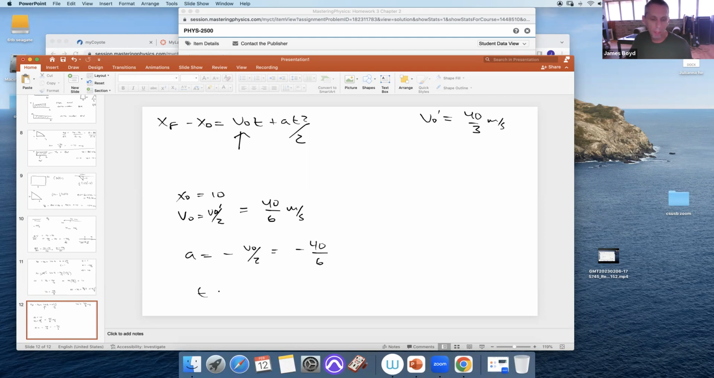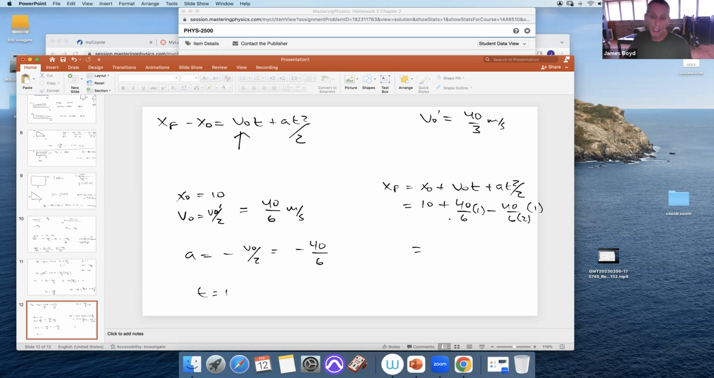And our time we'll assume is again 1 second. So x final is x initial plus V naught t plus a t squared over 2. X initial was 10 plus 40 divided by 6 times 1 minus 40 divided by 6 divided by 2 times 1. And so what I get here is the following.